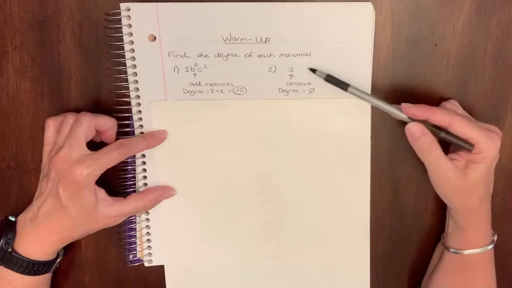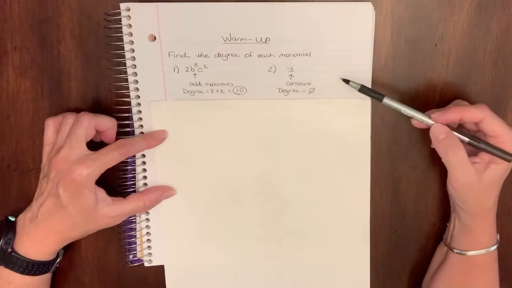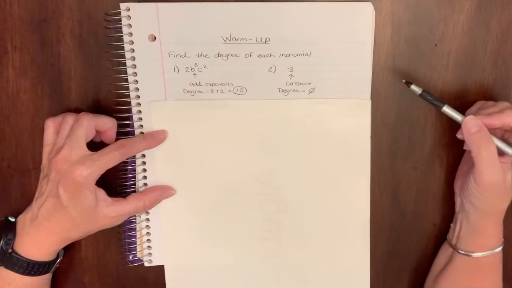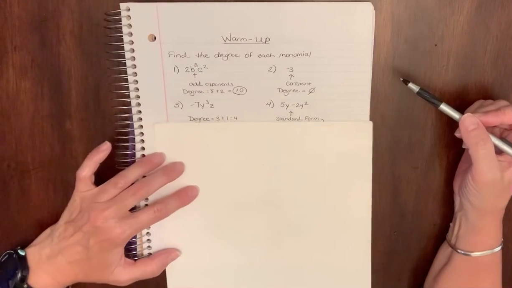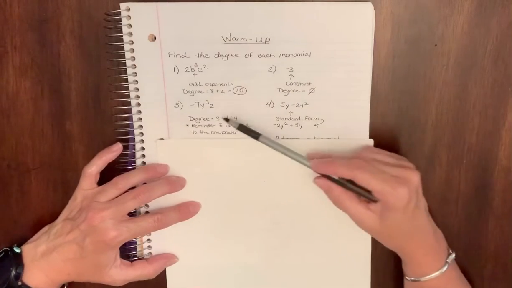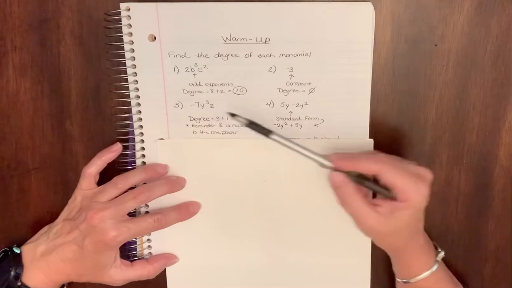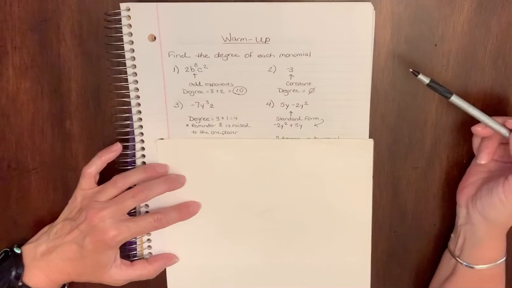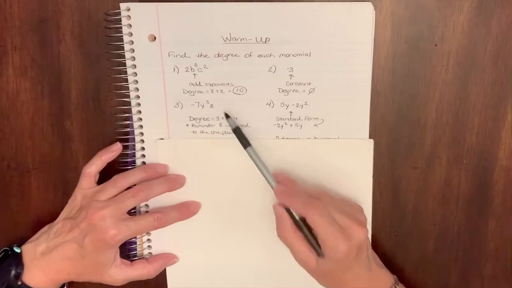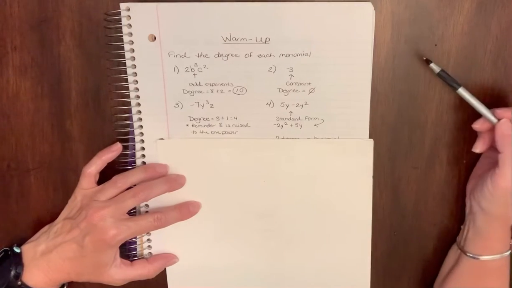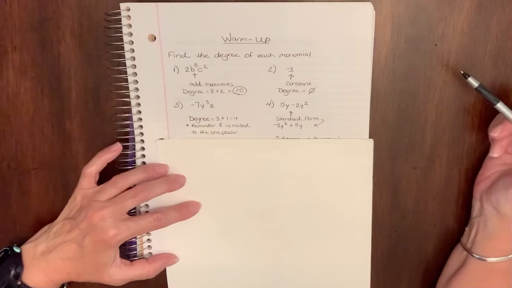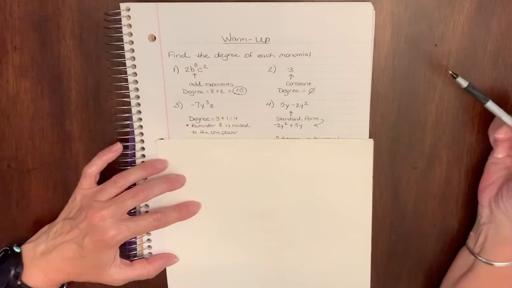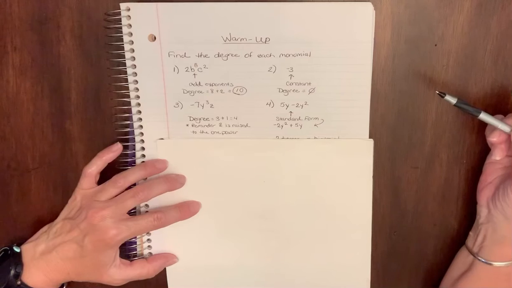In problem 2, we have a constant, -3. All constants have a degree of 0. In the third problem, you can see that we have a variable y raised to the 3rd power, but z is raised to that 1 power. So keeping in mind that that 1 is there, you need to add those exponents and get 3 plus 1, which is 4. So for number 3, the degree is 4.